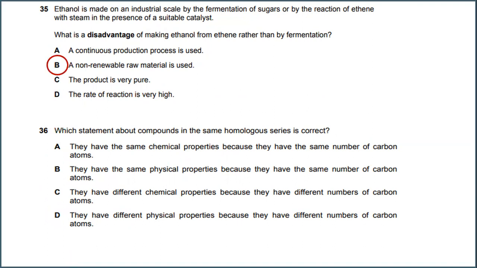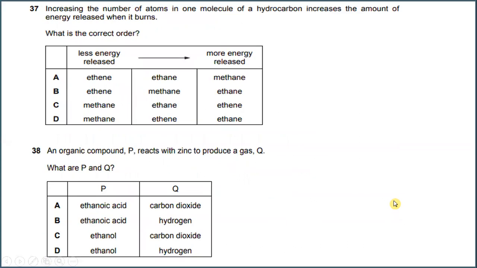Which statement about compounds in the same homologous series is correct? So, do they have different physical properties? Yes, they do have different physical properties. And because of that, they have different numbers of carbon atoms. So, number 36 is D.